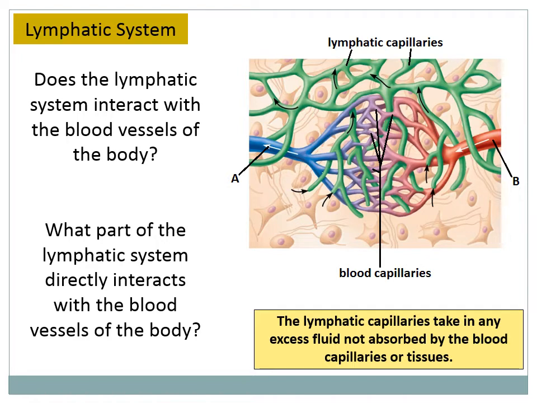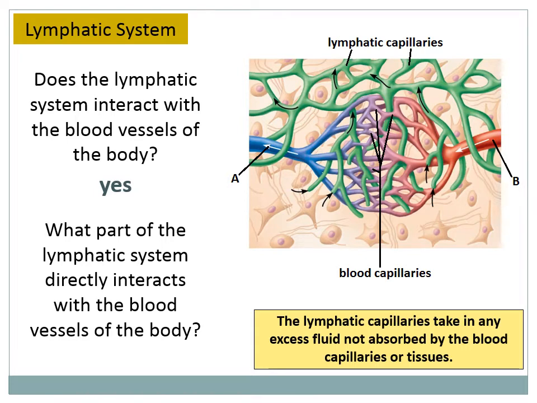Again, looking at the same picture, we have our lymphatic capillaries and our blood capillaries. Does the lymphatic system interact with the blood vessels of the body? Yeah, we can see that here, right? If you look at the blood capillaries, which are those blue and red portions, you can see that the lymph capillaries are intertwined in between those blood vessels. So our lymphatic capillaries and our blood capillaries are intertwined.